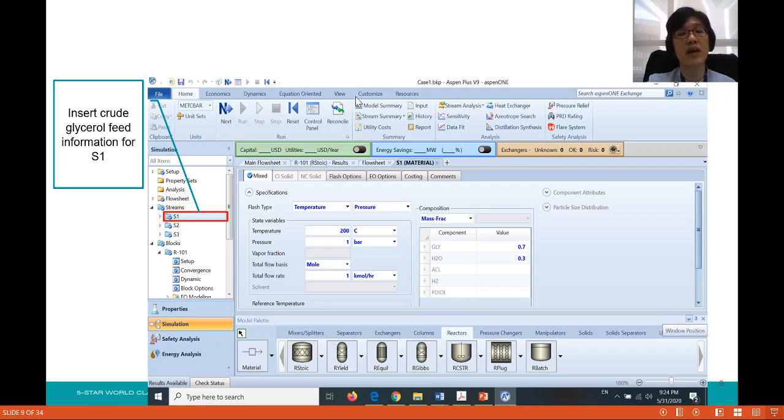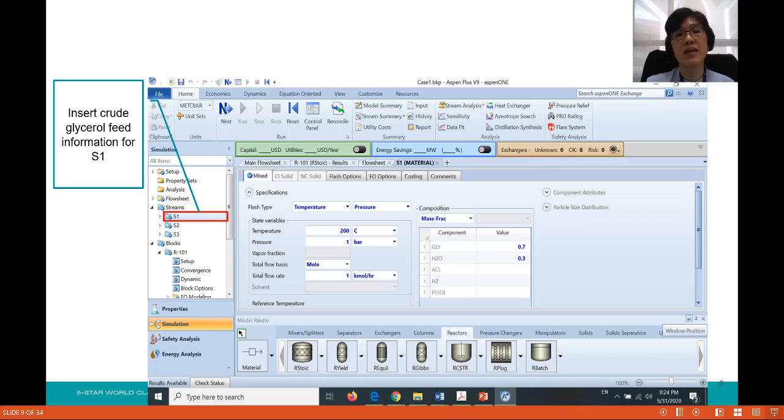Once you have constructed the flowsheet, you click next. You'll be guided to a page to include your feed information. First you put in feed 1, which is stream S1. As given, the temperature and pressure are 200 degrees C and 1 bar, and the molar flow rate is 1 kmol per hour for the crude glycerol. The composition is 70 weight% glycerol and 30 weight% water. Bear this in mind, and please choose mass fraction because it is given in weight%.